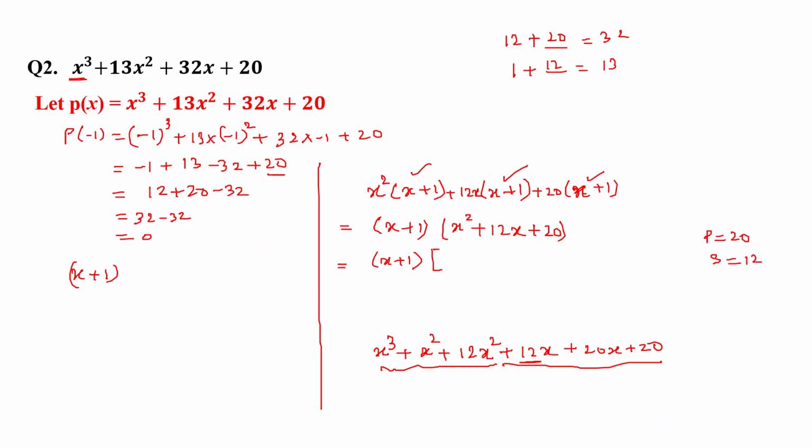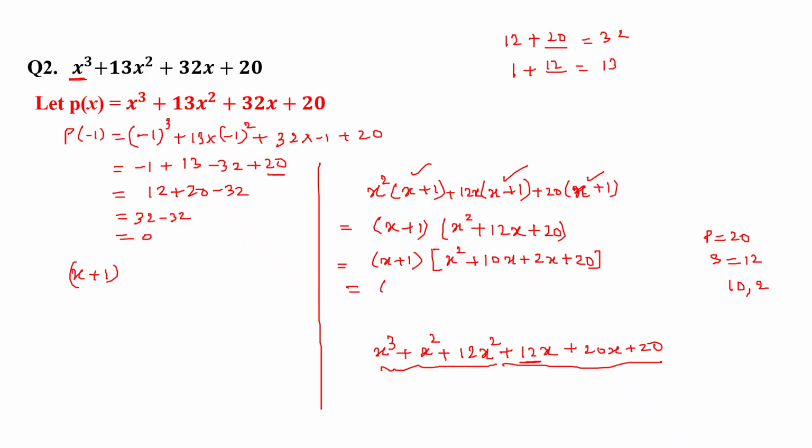The product is 20 and the sum is 12. So your numbers will be 10 and 2. If you add, you will get 12, and if you multiply, you will get 20. So it will be x square plus 10x plus 2x plus 20.